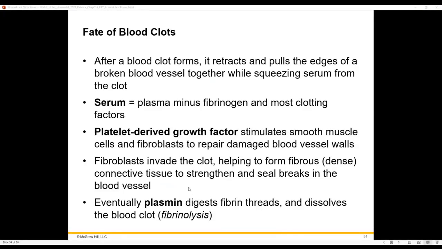Fibroblasts invade the clot, which helps to form the fibrous or dense connective tissue, which strengthens and seals breaks in the blood vessel. Eventually, plasmin digests the fibrin threads and dissolves the blood clot. This is fibrinolysis.